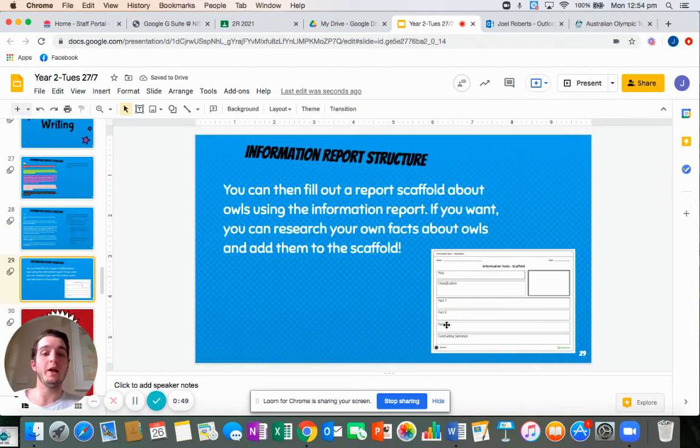And then you're going to fill out your own scaffold. You can use the information that was in this information report, or you can look up your own facts about owls. But remember, where it says fact 1, fact 2, and fact 3, they need to be about the same topic. So if you're going to do fact 1 about where the animal lives, its habitat, make sure all your facts are about the habitat. Don't do a fact about the habitat and then what it eats and then, I don't know, how it lives, all in fact 1. It needs to keep that correct structure.